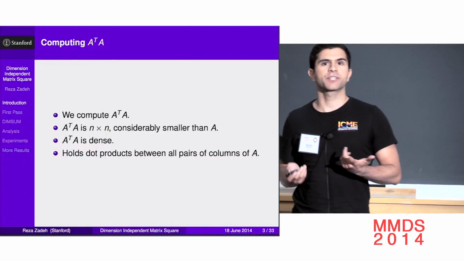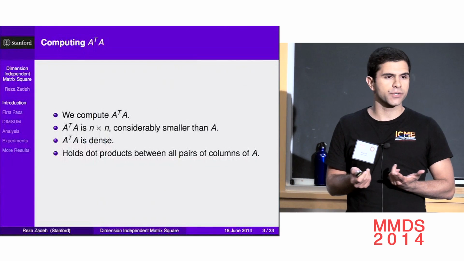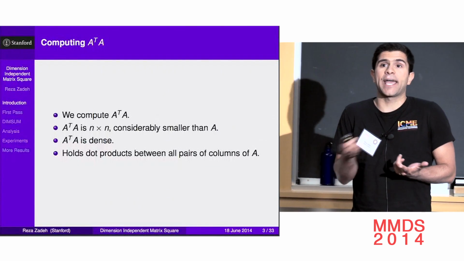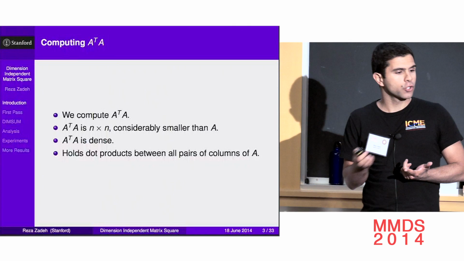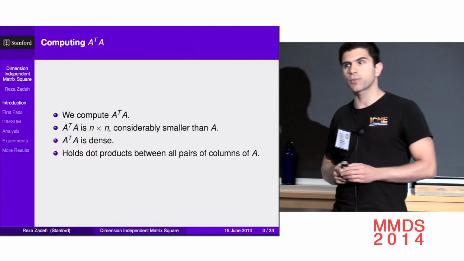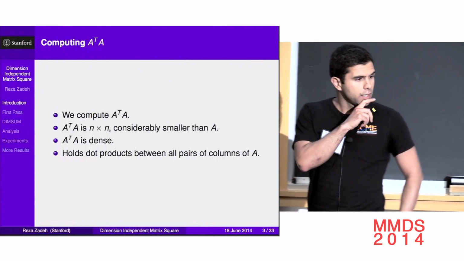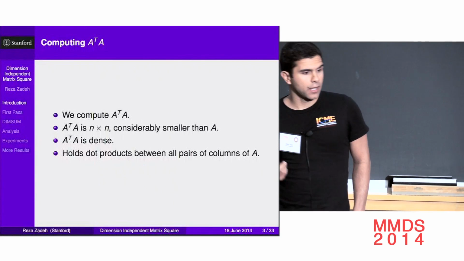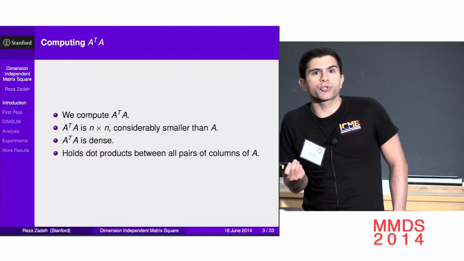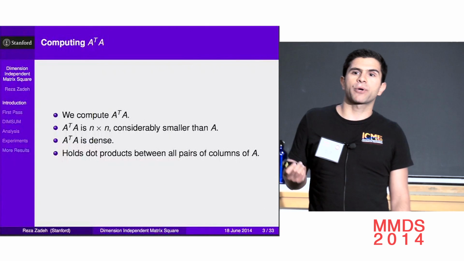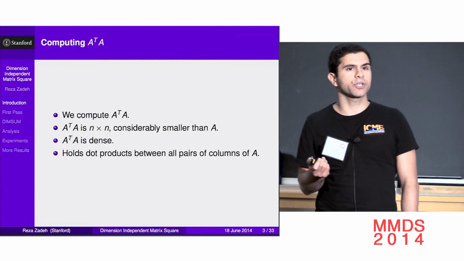So we're computing A transpose A. That's what I mean by squaring this matrix. A transpose A is n by n. Remember, n is the smaller dimension. So A transpose A is considerably smaller than A itself, but it's dense, and it trivially holds all the dot products between columns of A. So that's what we're trying to find. We're trying to find all pairs of dot products between columns of A.